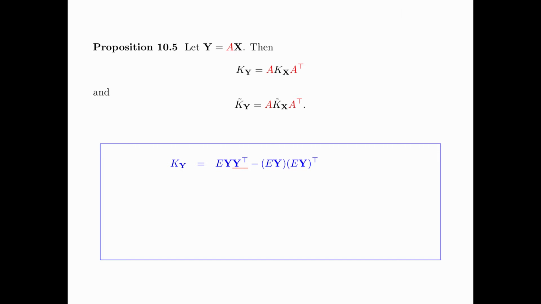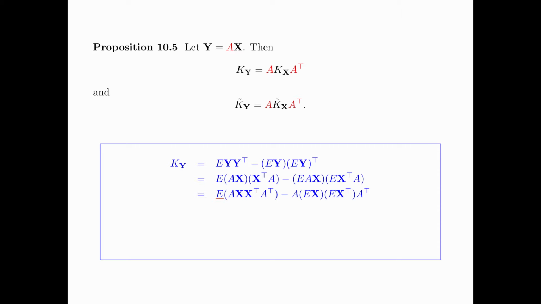To obtain the next line, we only have to note that y transpose is equal to x transpose times A. Now A x times x transpose A is equal to A times x transpose times A transpose. For the second term, by the linearity of the expectation operator, we can move it inside the matrix A. And similarly, we can move this expectation inside the matrix A transpose.